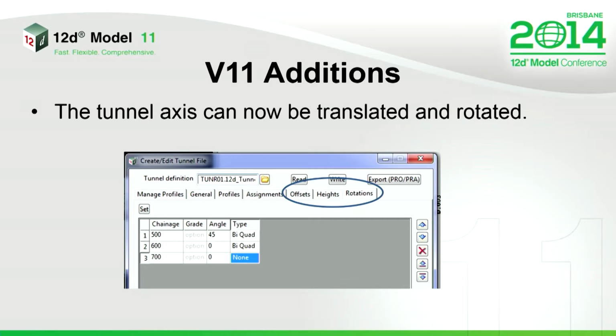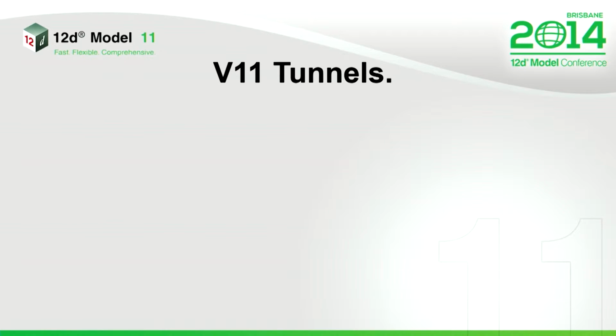Now, in addition for V11, to make it a little bit more flexible over what we were in V10, and this is especially applicable for the rail jobs or other envelopes or various things, we've got the 3 ways the tunnel axis can be translated. It can be translated in offset, height, and rotated.